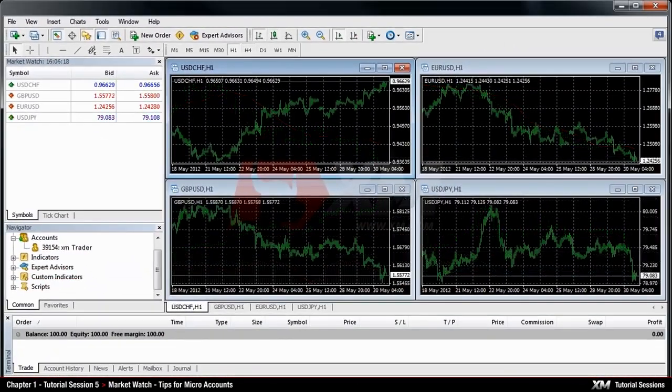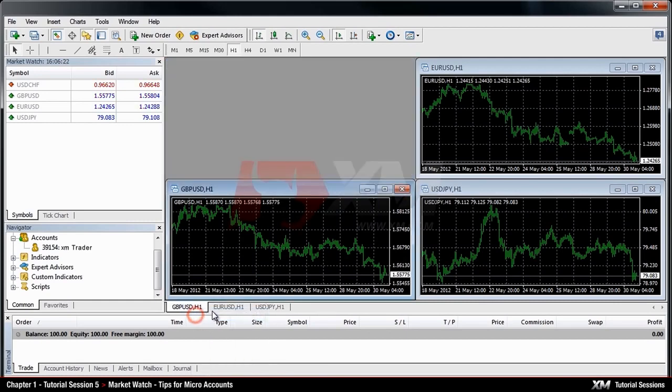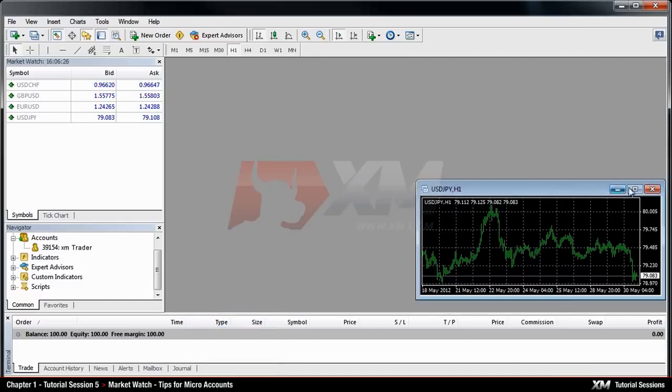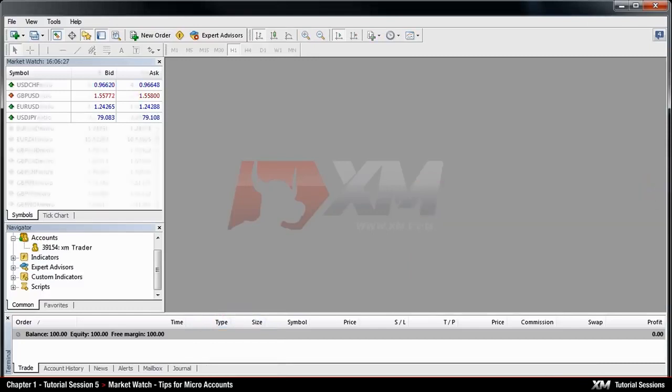To have a clear overview of all details, it is advisable to close all other charts displaying the standard symbols, used for standard trading accounts, and replace them with the micro charts.